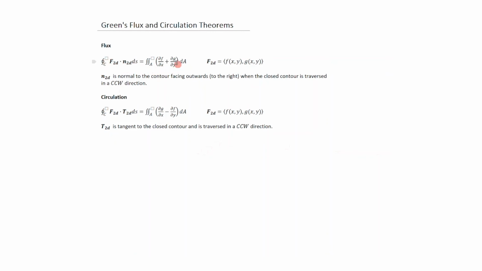And on the right-hand side, basically, we would have this expression here, and the vector field here is given on the right. For circulation, we would basically be dealing with the tangent to the contour. In this case, we end up with this expression, and again, the vector field has the same form. And again, the T is tangent to the closed contour as it is traversed in a counterclockwise direction.